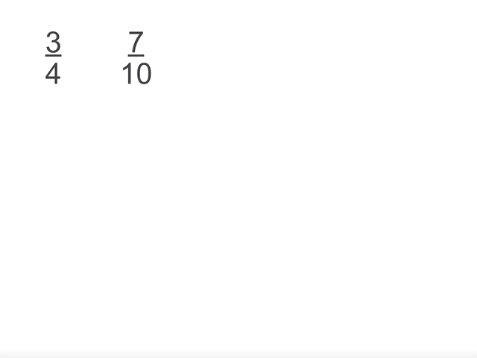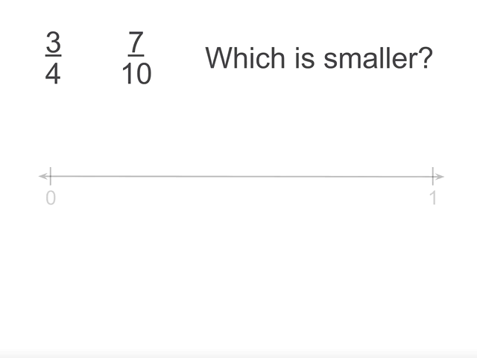Here we have 3/4 and 7/10. Which fraction is smaller? We again draw a number line between 0 and 1. For quarters, we divide the line into 4 equal parts. Label our quarters, then select 3/4.